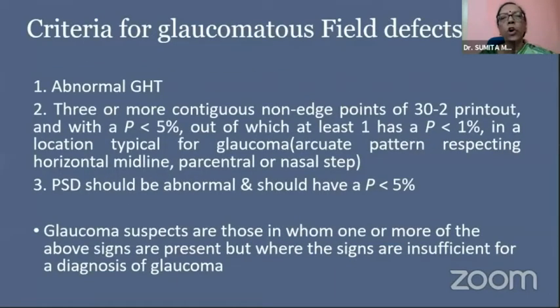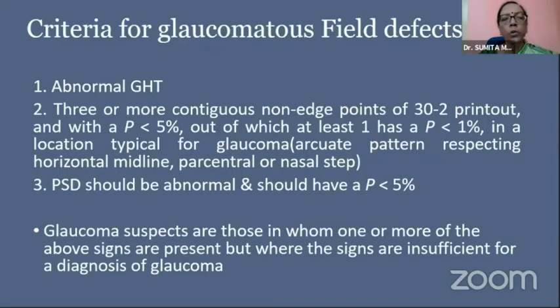The criteria for glaucomatous field defects are an abnormal glaucoma hemifield test and 3 or more contiguous points which should be in the abnormal area. An important point is that it has to be in a typical area for glaucoma, like an arcuate pattern or paracentral or nasal step, and the PSD should be abnormal with a p-value less than 5%.